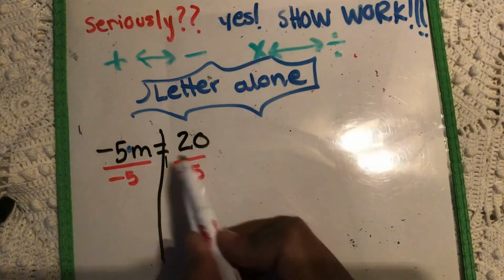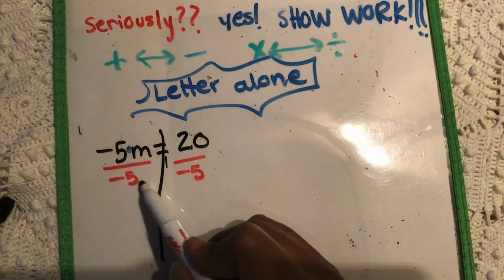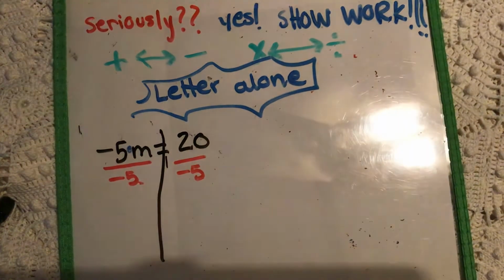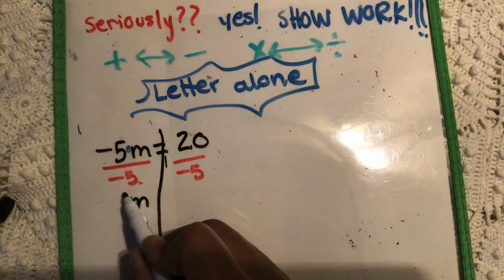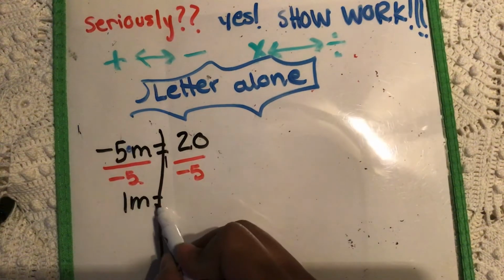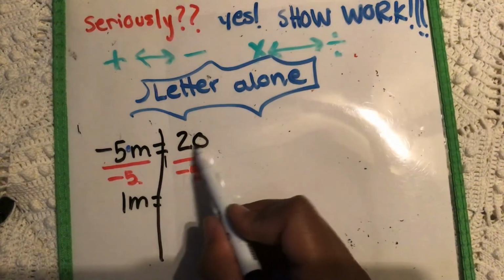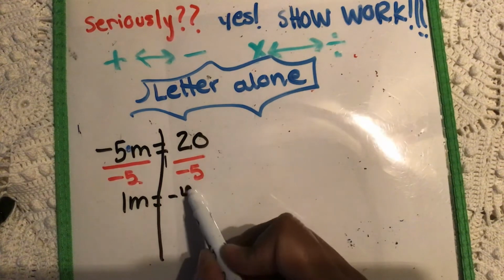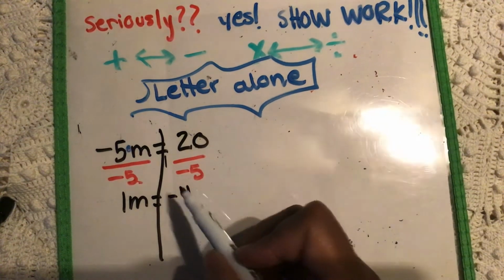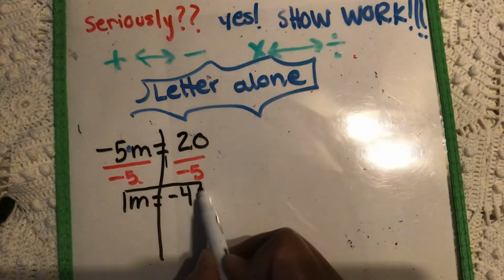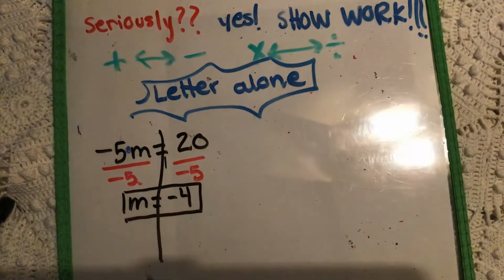And if you're not sure, just check. Negative 5 divided by negative 5 gives me a 1m, or just an m. You could put the 1 there if that makes you feel comfortable. It doesn't matter. And then these are a -4. When you multiply or divide opposite signs, it's always a negative answer. So I'm actually going to use that 1 in front to help me box in my answer.